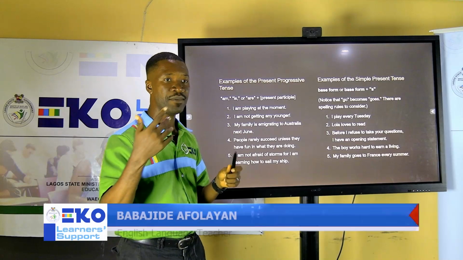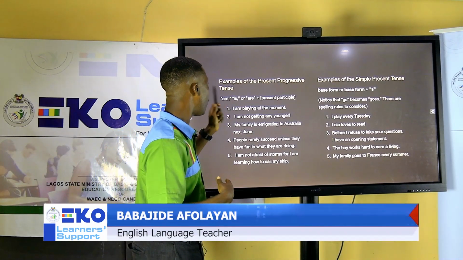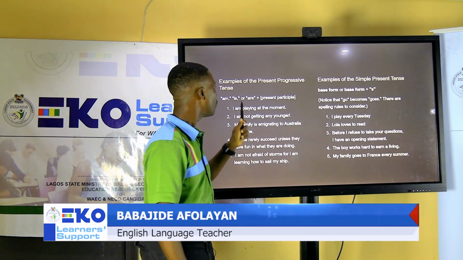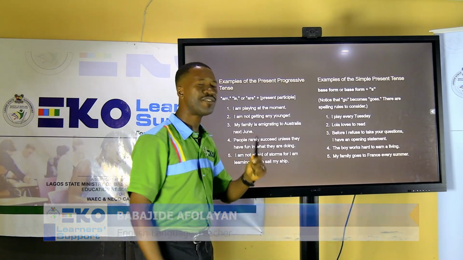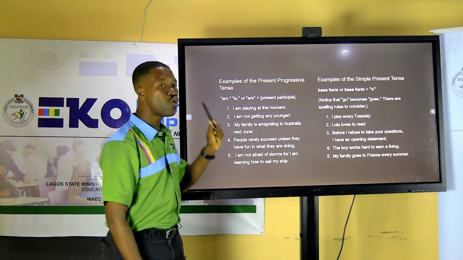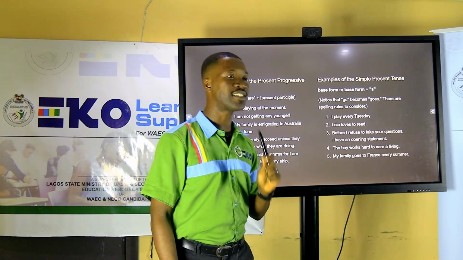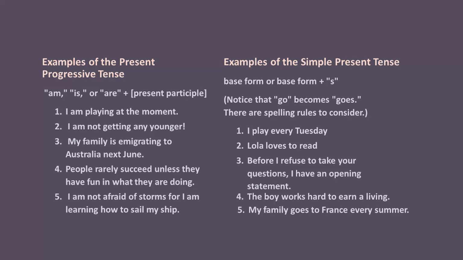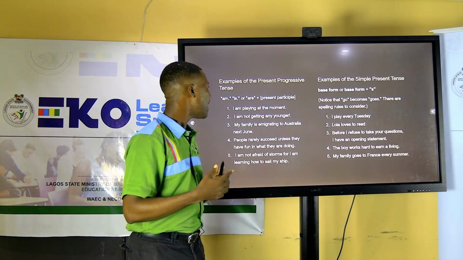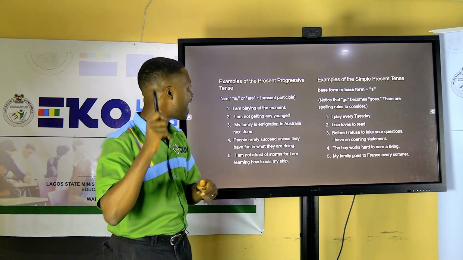Now we want to look at copious examples of these tenses. Note, for you to write the present progressive or continuous tense, it is important for you to know that it will always have the formula auxiliary. We have the auxiliary am, is, or are with your present participle. Another name for present participle is also your continuous tense. That means your verb that takes ing.